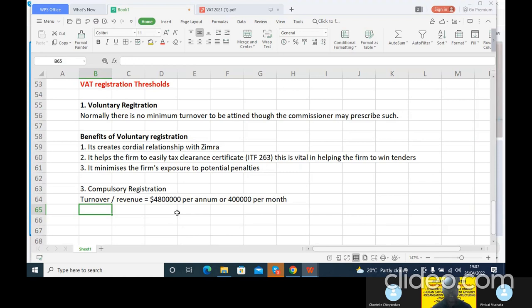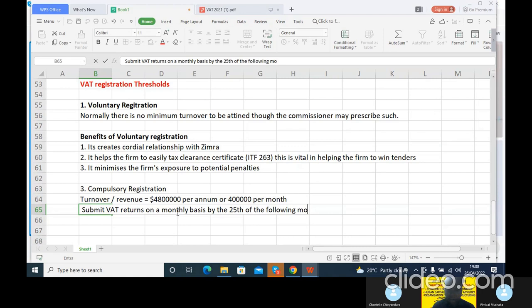If you compulsorily register, you submit VAT returns on a monthly basis, by the 25th of the following month. For example, my returns for April are submitted by the 25th of May.